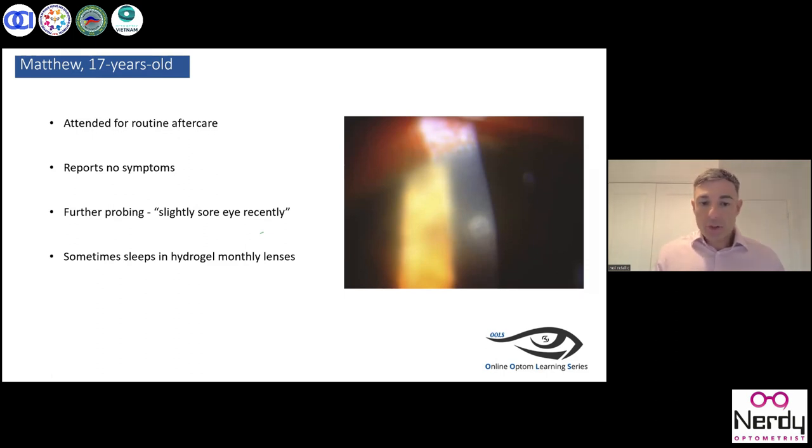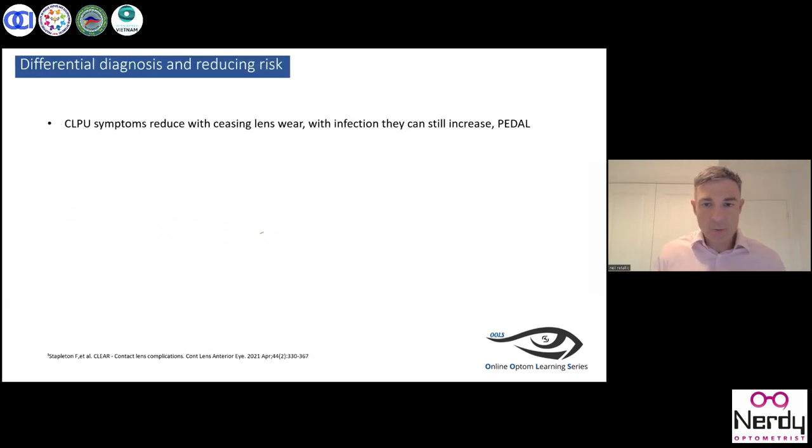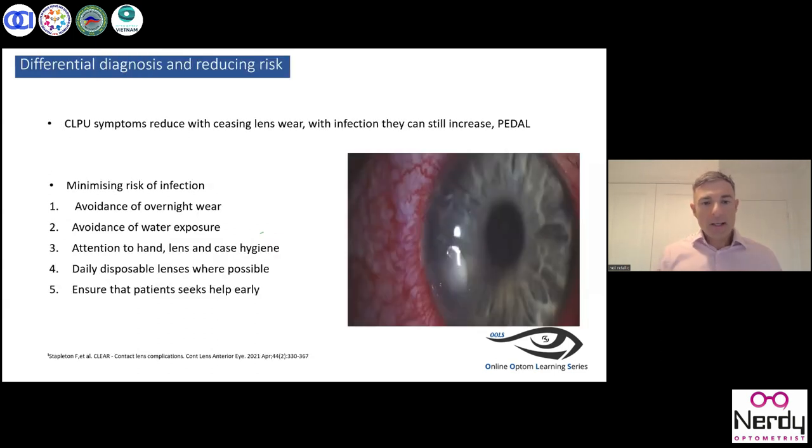And of course, what's the most common cause of a peripheral ulcer? Well, it's usually non-compliance. Something's got on the lens that the body, if you like, has reacted to. So it's an inflammatory response. It's not necessarily active infection with bacteria. And this could be something that got under the lens, or they slept in it, and therefore it's irritated the eye in that way.